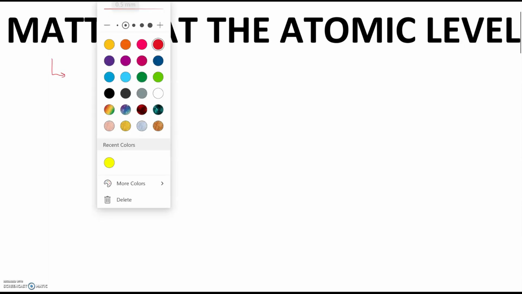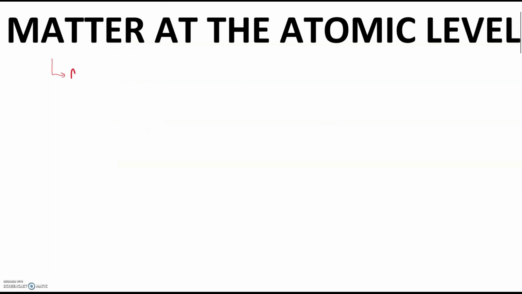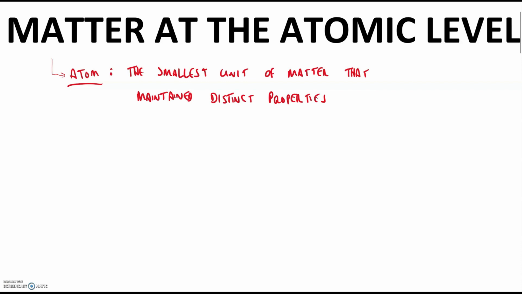And so here is this word, the atom. And it was postulated all the way back in the days of Greek philosophy that there had to be the smallest unit of matter that maintained those properties. And so that will suffice as our definition for what an atom is. The smallest unit of matter that maintained distinct properties.